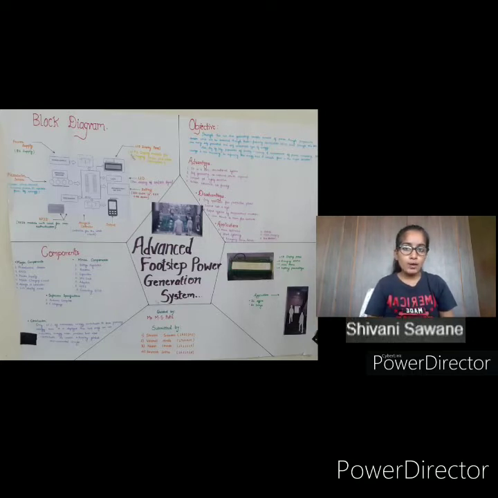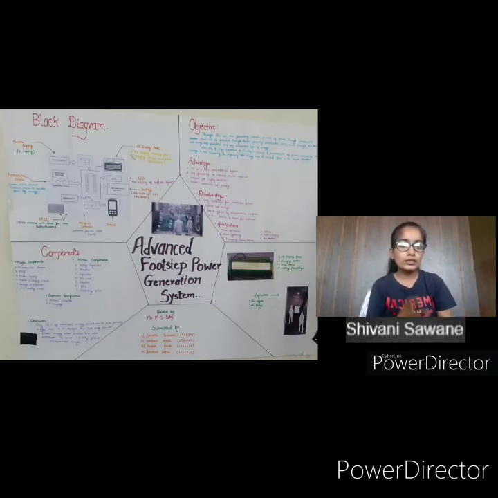In this footstep power generation project, we are generating power with the footstep. This power is used to recharge the batteries. The stored power is used for charging the LEDs, glowing the lights, or charging mobile phones, etc.